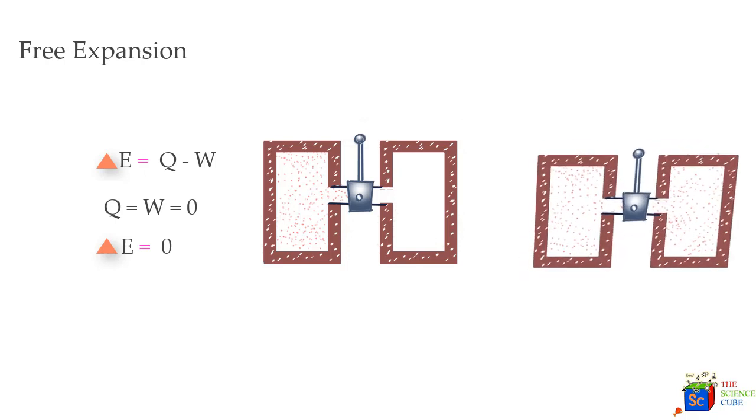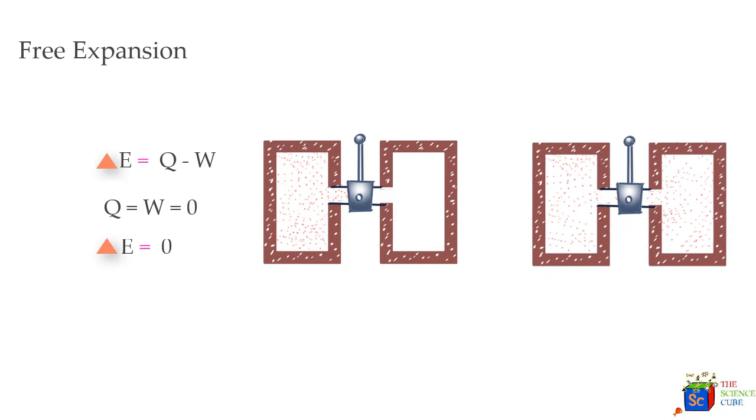What we see is that no heat is transferred since the system is insulated, and no work is done by the gas since it is expanding against vacuum and therefore does not have to do any work, or in other words, it has no resistance like a piston or the atmosphere to work against.